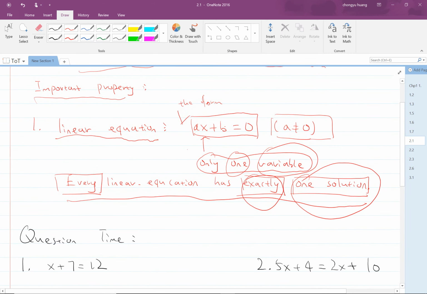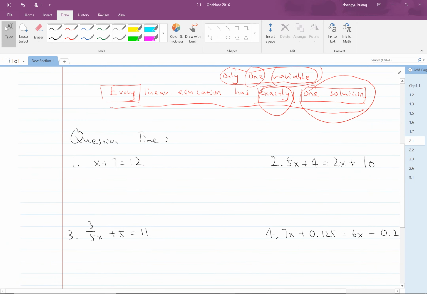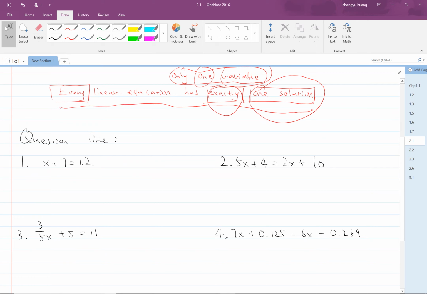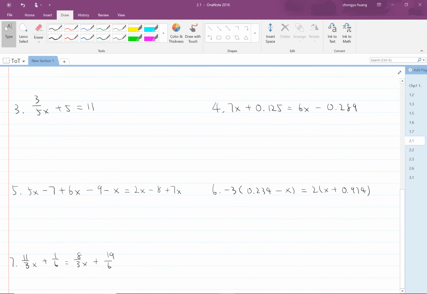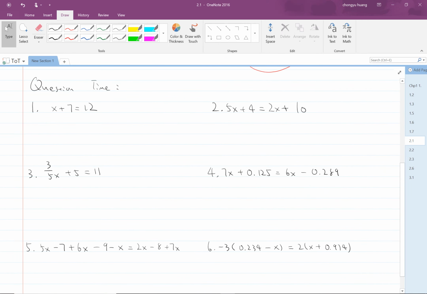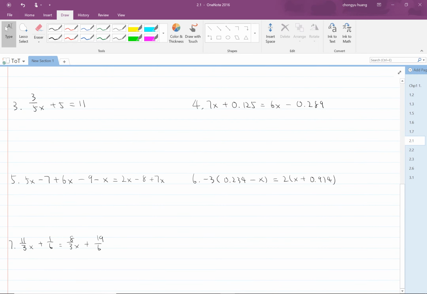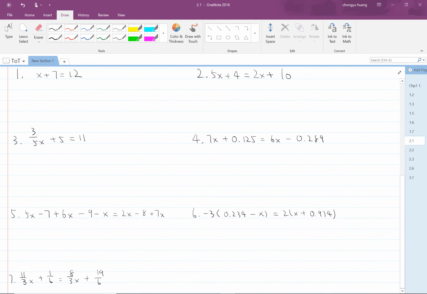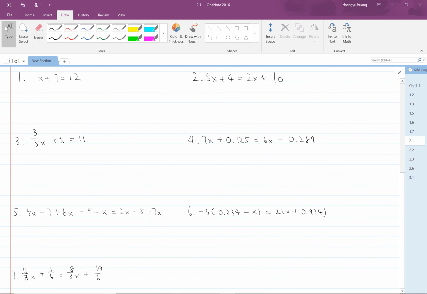Let's start doing some questions to get a better understanding of how to solve a linear equation and how a linear equation works. As I said, if you know how to do these questions, this is the time for you to skip it. Otherwise, if you don't understand, I will talk about every question in detail.